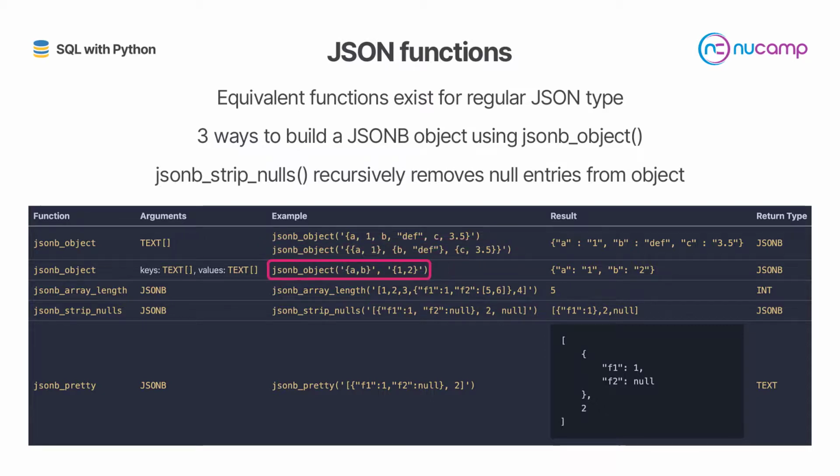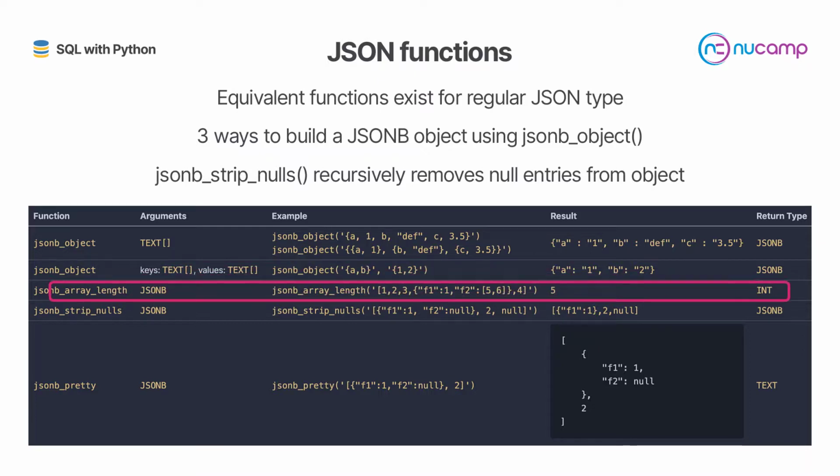The third variation of the JSONB object function accepts two lists, the first being a list of keys and the second being a list of values. These lists are taken pairwise in order to build a JSON object. All of these variations are functionally equivalent, but one syntax may be more convenient than another.